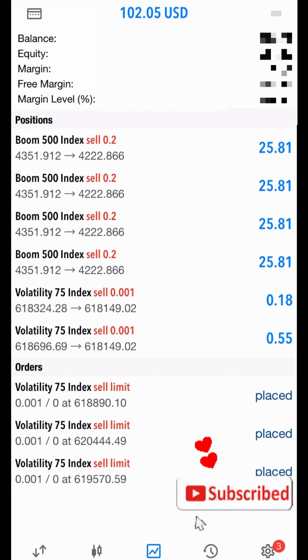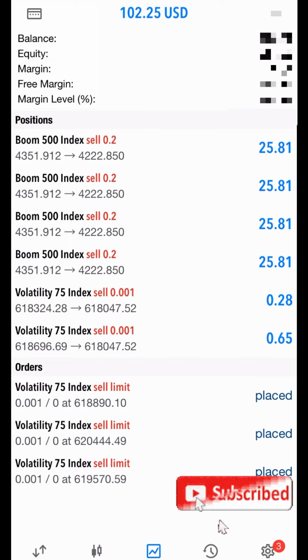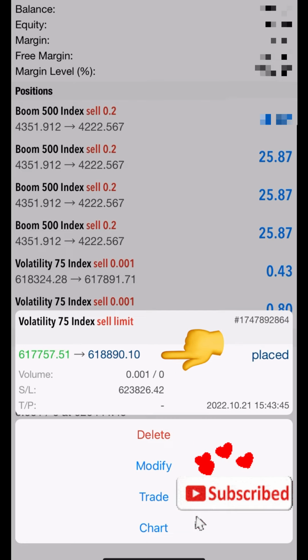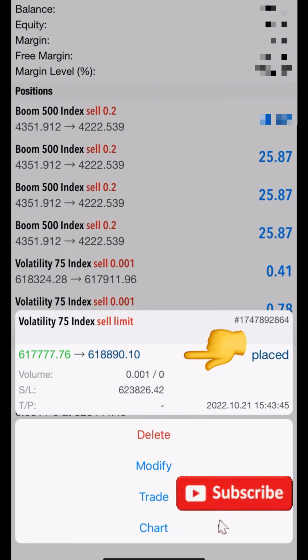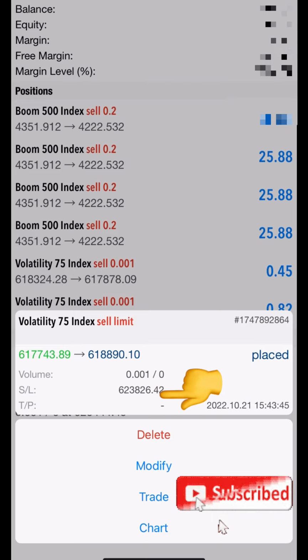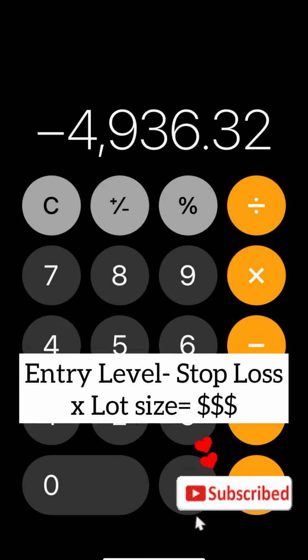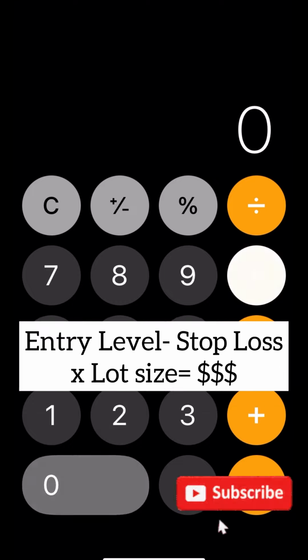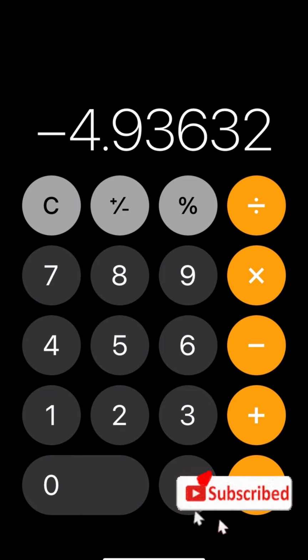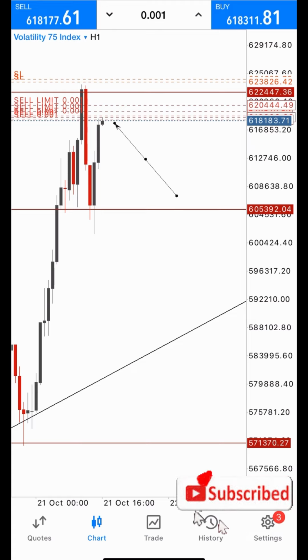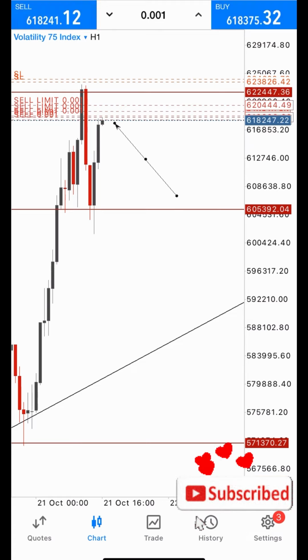Okay, as I can see here, 2 of my sell limits have just been triggered on VIX 75, with 3 more entries remaining. So I have 618890.10 minus the stop loss level, which is 623826.4, times the lot size. So it simply means I'm practically risking $4.9 on each trade. So just call it $5 on each trade. So I'm practically risking $5 on each trade.